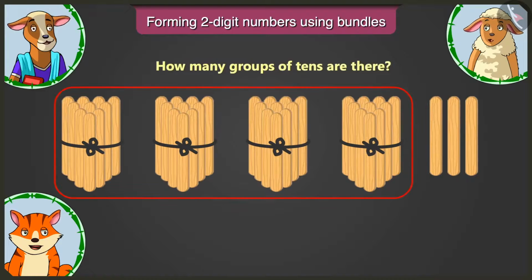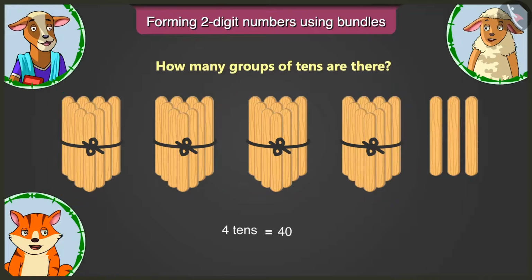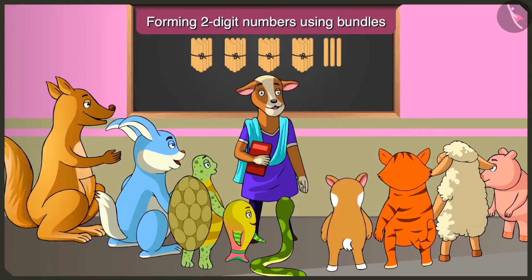There are 4 groups of tens, meaning 4 tens. 4 tens means 40. Now besides the bundles of tens, how many sticks are left? There are 3 sticks left. Adding 1, 2 and 3 to 40 makes 43. Children, remember a group of tens mean a group of 10 objects. Yes, ma'am.